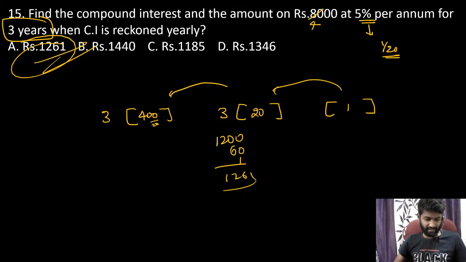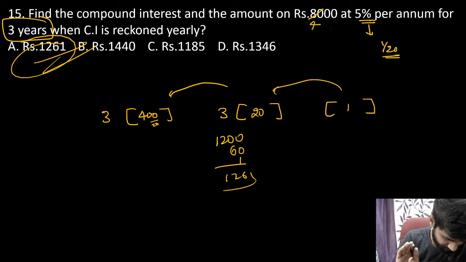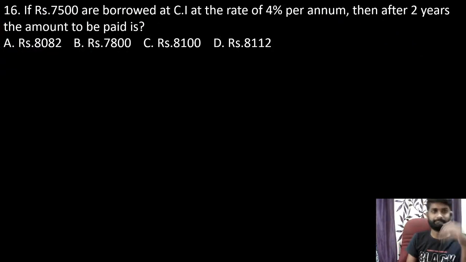Guys, is it clear? That's why this is the way of solving any compound interest question, guys. Is it clear? So the answer is 1261. One more question. Don't worry, just keep practicing. If you practice well, then you can easily handle these questions.